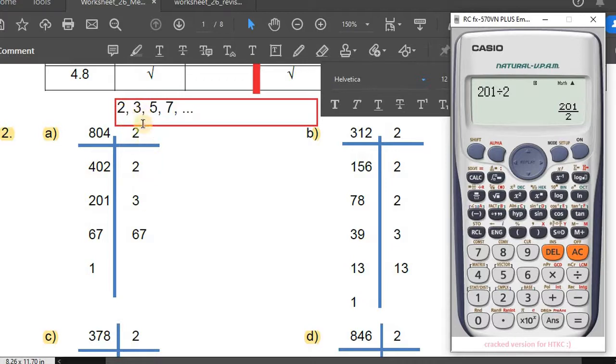So let's go to 3. When we go to 3 now, we say 201 divided by 3. There we go. We get 67. Can you see that? Then we've got 67. Then we try 67 divided by 2. Let's see our first number. Not working. Let's try 3. Not working. You're going to try 5, 7, 13, etc. until you realize that 67 is a prime number.